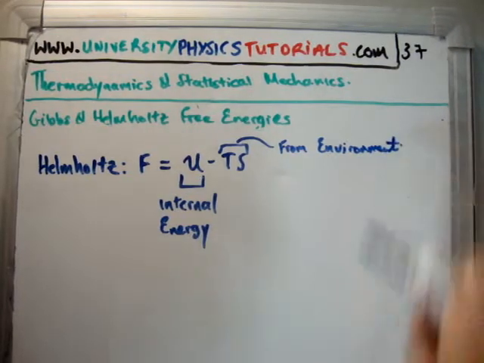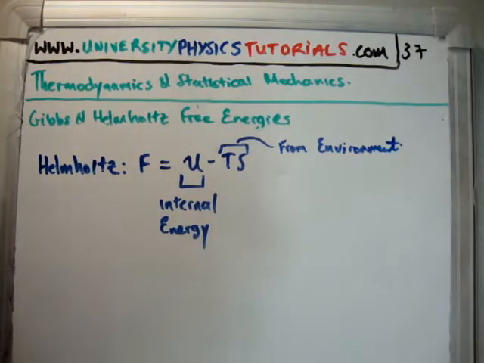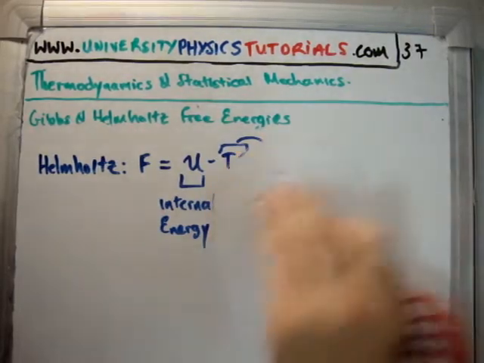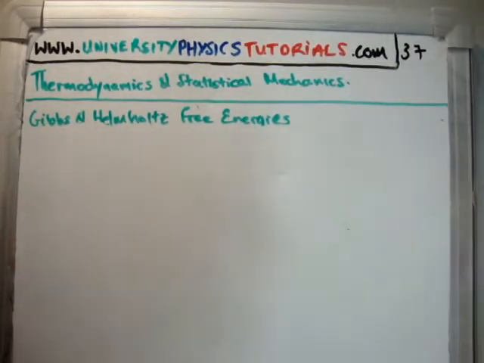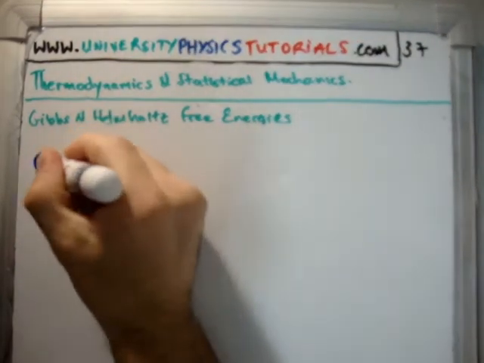So in actual fact, it's cheaper to make our system if we put it into an environment at constant temperature and constant volume. That's my Helmholtz free energy. So next, we're going to consider our Gibbs free energy.